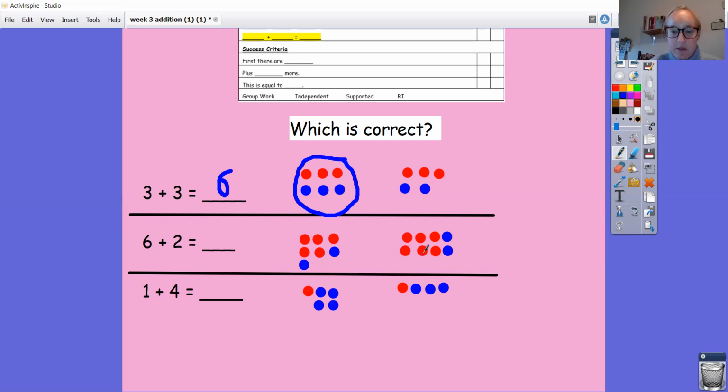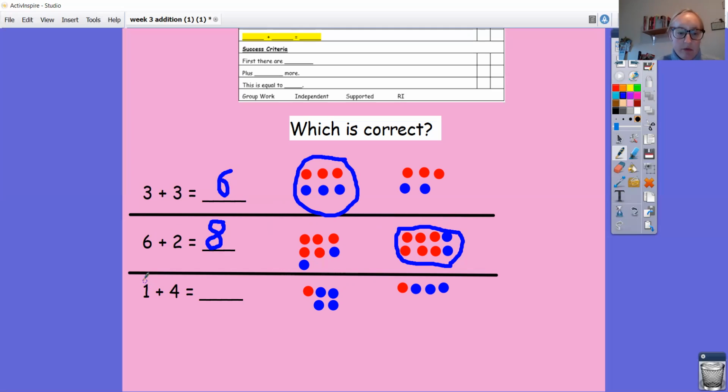So that one's got 6 first, plus 2. This one is correct because there are 6 plus 2, whereas here we've got 5 plus 2. So that representation doesn't match. What is 6 plus 2 then? Have a little look. What's the answer to 6 plus 2? Can you count them? Well done. So you should have realised that that is 8.